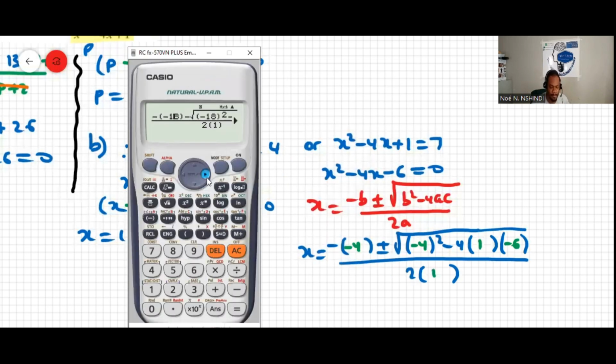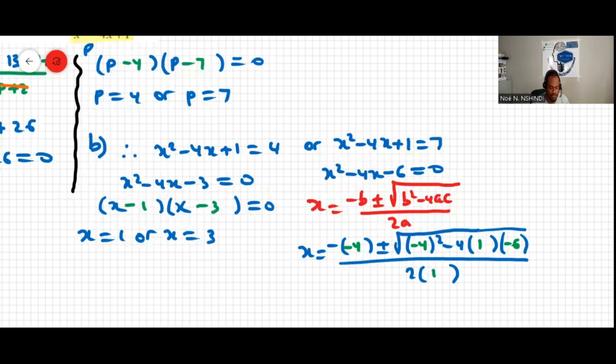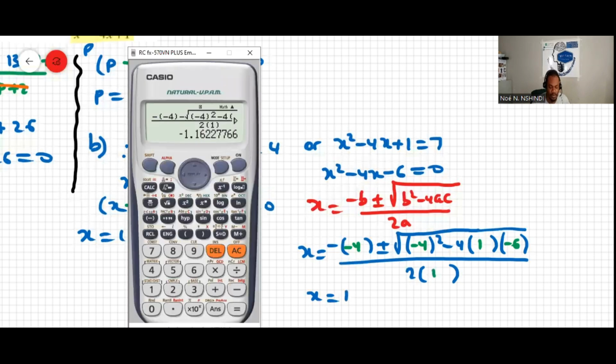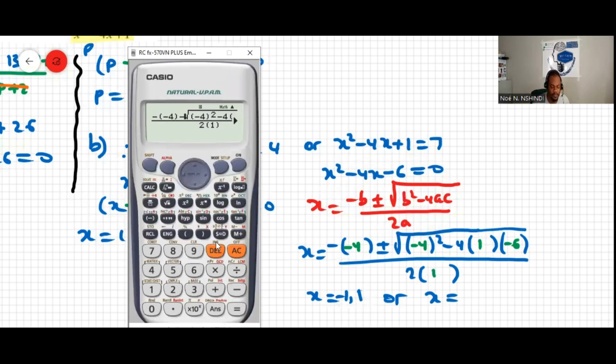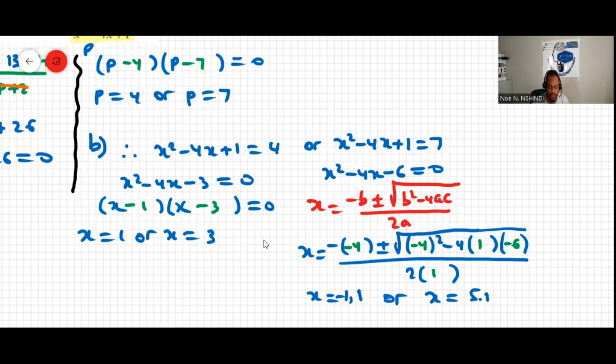This will be minus negative 4 there, negative 4 there, a is 1, and then c is negative 6 over 2a. So hit equal, that makes 2 minus root 10, and then press SD. So x will be equal to negative 1.16, or x will be, on the other side, with the positive, you press SD there, 5.16. Okay, those are the solutions.